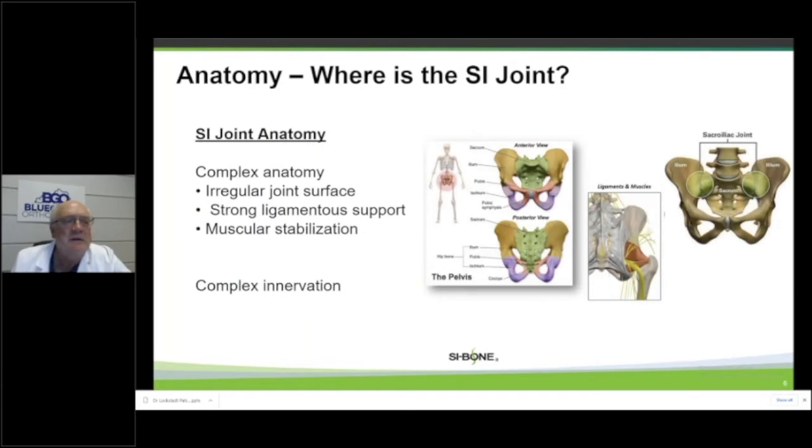So where is the sacroiliac joint? Here you'll see the skeleton. You look straight ahead. These are your hip bones where your belt fits around. And the top of the hip bone is the pelvic bone. The pelvic bone connects to the backbone on this bone called the sacrum. Okay. So on the back, if you look at the back view, that's the sacrum, and that's your pelvic bones.